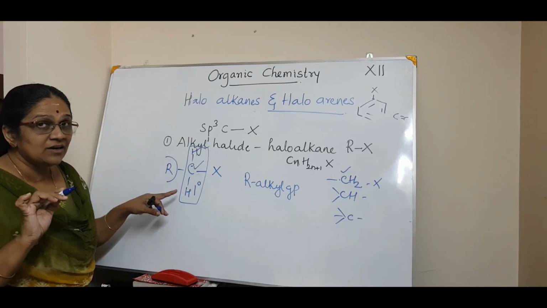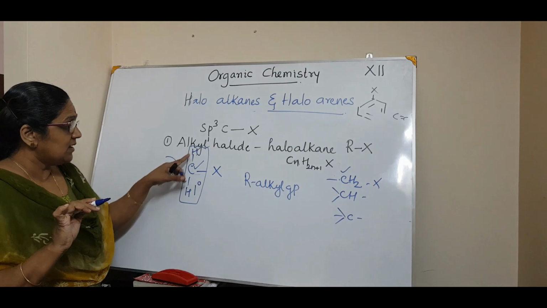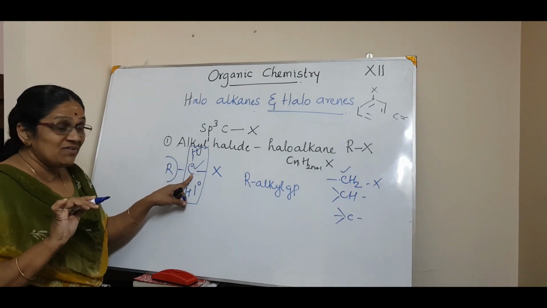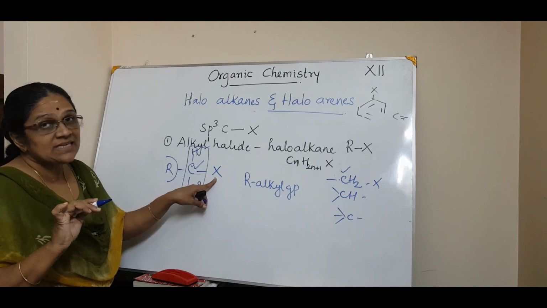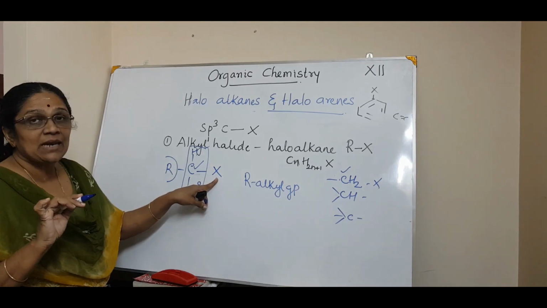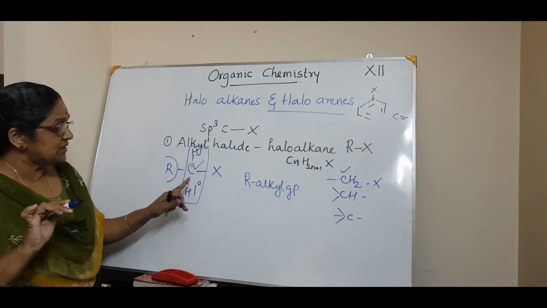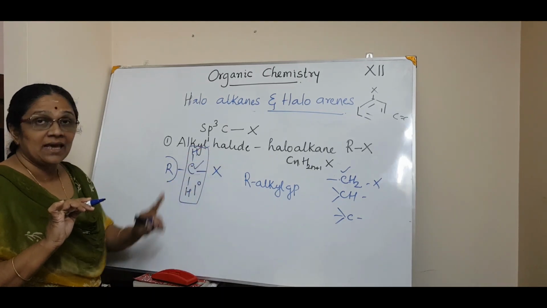Okay, is it clear for you? So this is an sp3 hybridized carbon atom, which is a direct linkage of this halogen atom. This halogen can be fluorine, chlorine, bromine or iodine. Okay, so this is the first type in alkyl halide.